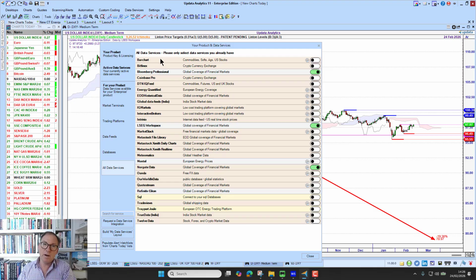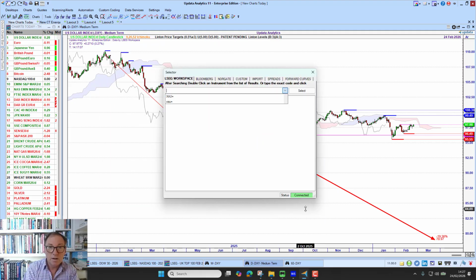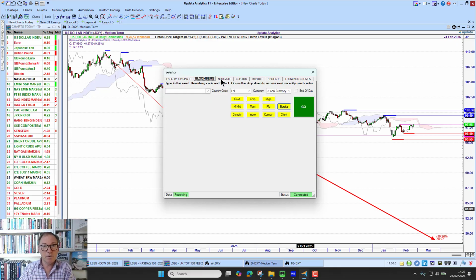The key point is just how good these data services are, so I want to talk you through each of them. One of the big advantages of Updata is you can swap these data services and run multiple feeds. If you don't have everything you want in one service, you can add another service, and there really is no limit. When you come to open your charts, you'll see that you have a number of tabs.